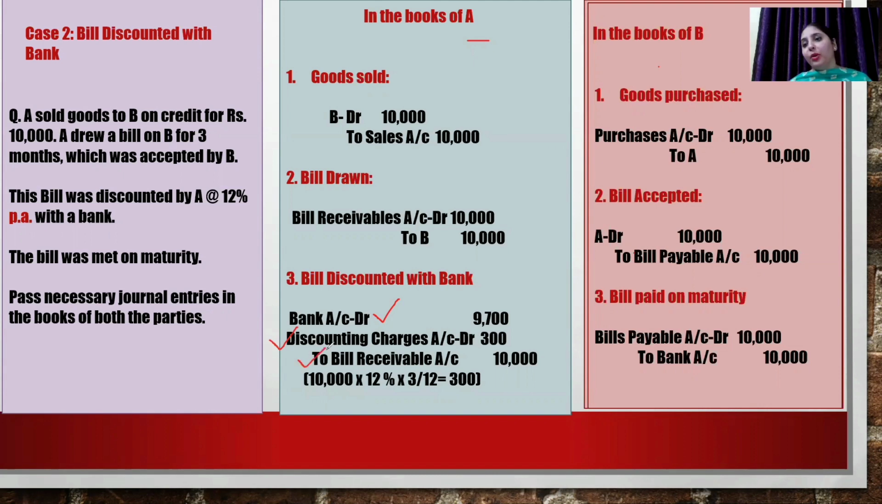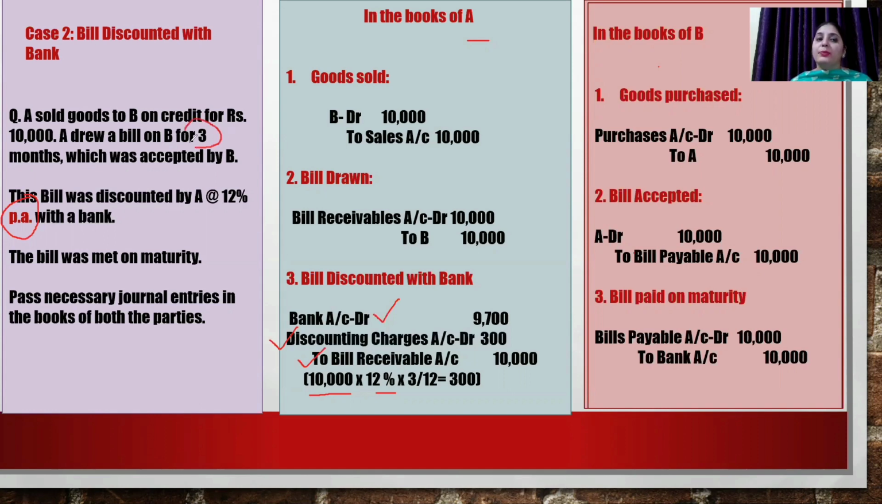As the bill is going out, what goes out is credited to bill receivable. Amount of bill was 10,000. Rate of discount is 12%, but it is written per annum. This rate is for the whole year. So we have to consider time also.